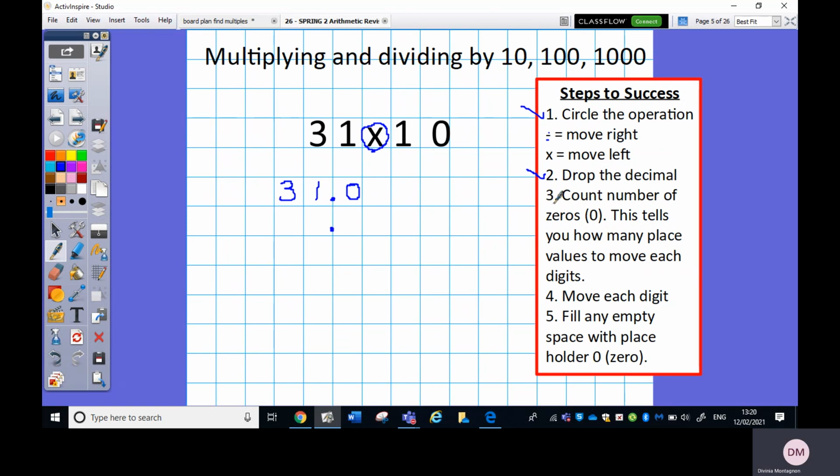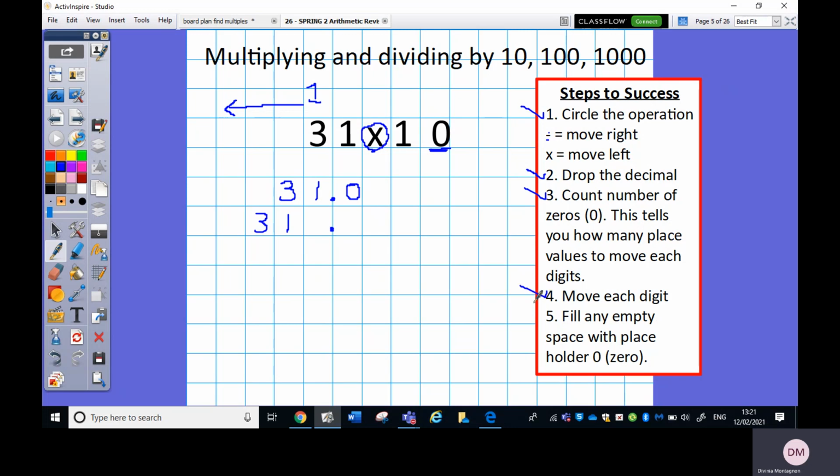Now I'm going to count the number of zeros. 1. Oh, I forgot to write which direction I'm moving in. So I'm multiplying, so I'm moving to the left, and I am moving 1 place because I have 1 zero. Now I'm going to move each digit. So I'm going to move each digit to the left by 1. Good.